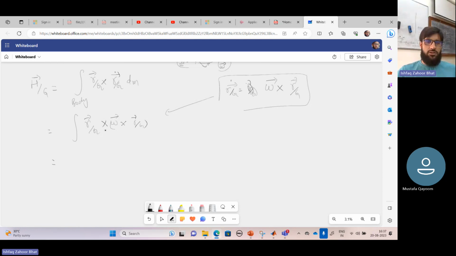So there is a cross product of three vectors. If we have A cross B cross C, three vectors, its cross product is BAC minus CAB, where BAC is this and CAB is this, and here it is a dot, and here it is a dot.